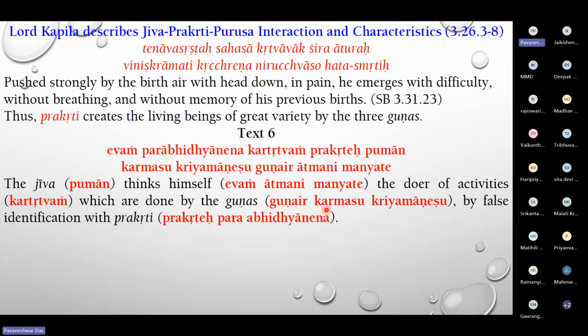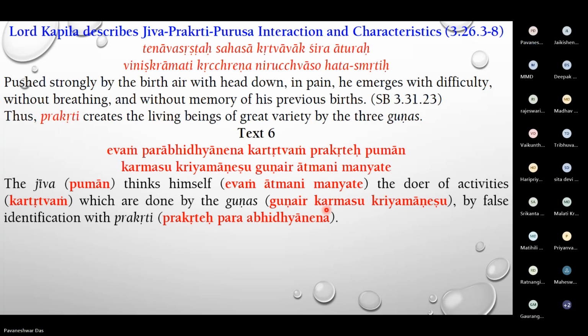One important point here: the Jiva thinks himself the doer of activities. He thinks, I am the Karta, Kartrutvam. I am the doer, of activities which are actually done by the gunas. Gunair karmashu kriyamaneshu, by false identification with Prakriti.